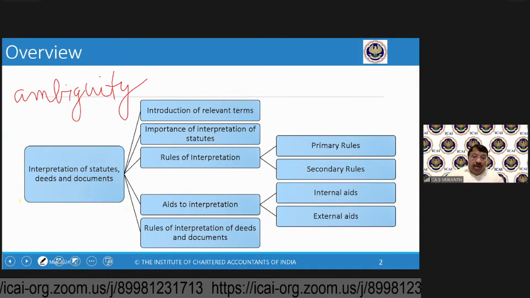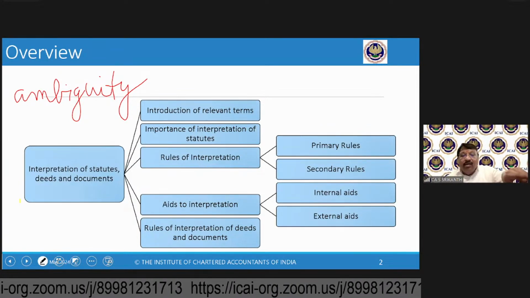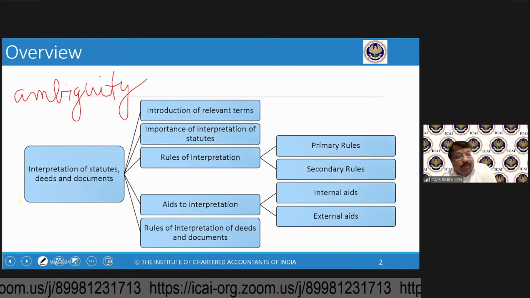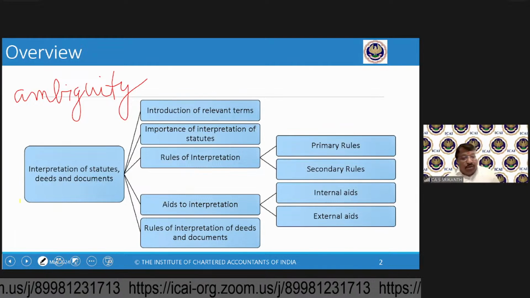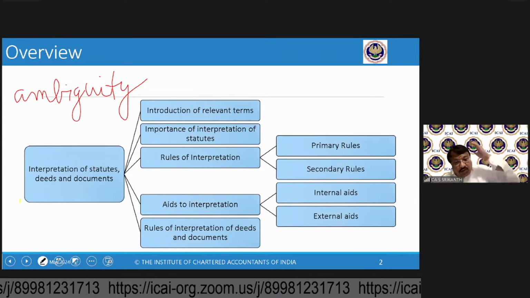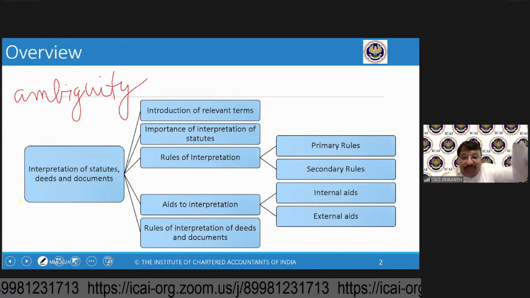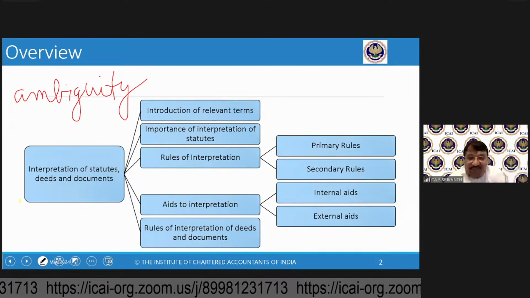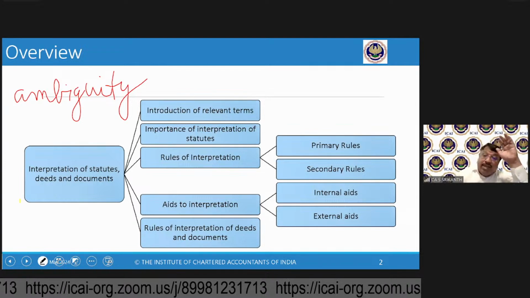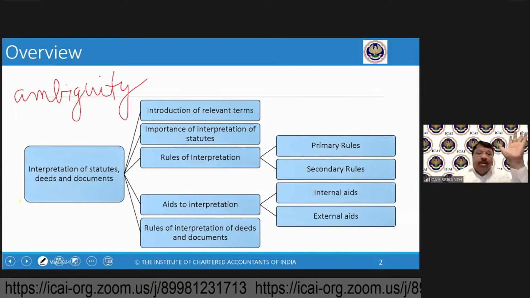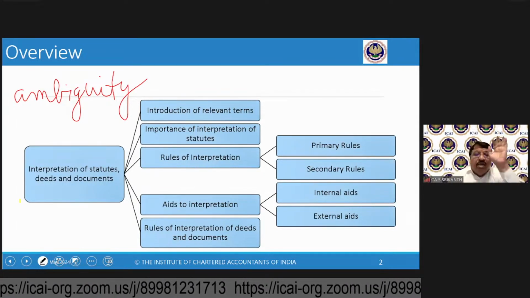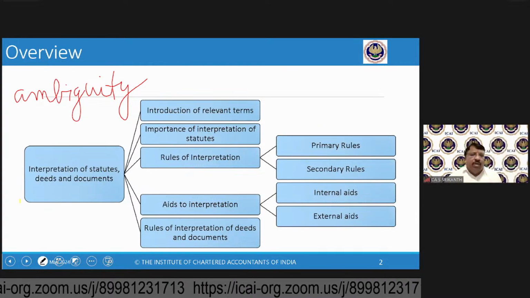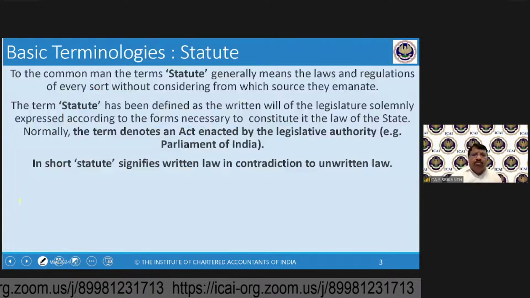But if the word is not defined, then you can go for external aids, such as dictionaries, normally understood meaning. You'll also see contemporaneous exposition: how was the word understood at the time when the law was enacted? You can go there. All that is possible, brother and sister, only if the words of the statute are not clear or they have ambiguity and there is no support within the enactment to help you. Then and only then can you go out.